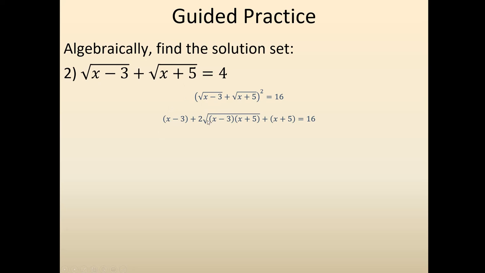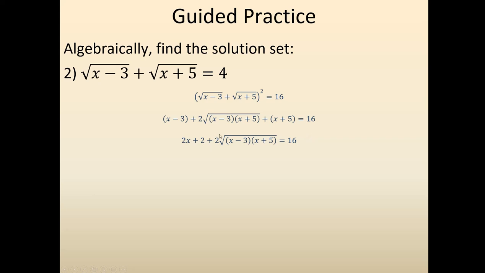Then I'm going to get 2 times root x minus 3 times x plus 5. And then on the right hand, plus x plus 5. And again, we have the 16 over here. So from this, we're just going to clean some things up, combine the x minus 3 and the x plus 5, and we get 2x plus 2 root this stuff equals 16.